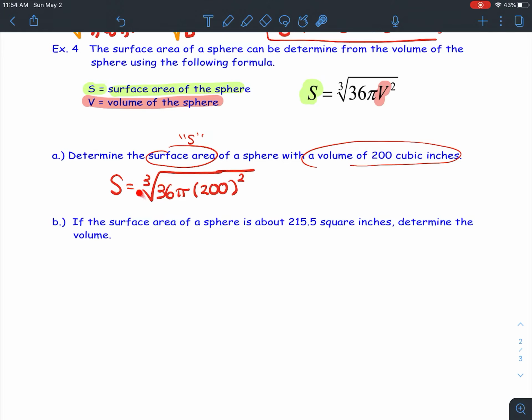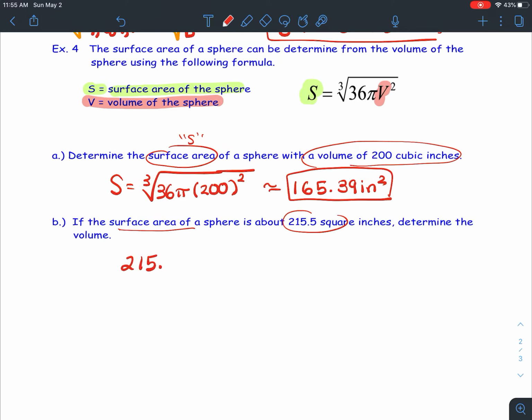Now it is totally fine to leave your answer as a decimal. You want to label the surface area as inches squared. Units are always squared when we're talking about area. Okay, let's look at the last one here. Here they're saying, what if the surface area is 215.5 square inches? Now let's see if we can go backwards and find what the volume is.